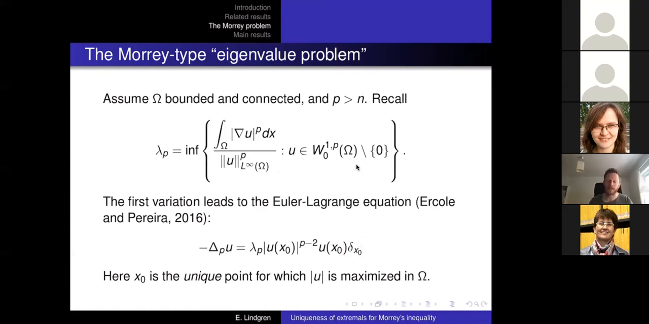And what's important here, and it's kind of special that you get this information from the Euler-Lagrange equation, is that x0 here is the unique point where the absolute value, the modulus of u, is maximized. So already from the Euler-Lagrange equation, you can read off that there's a unique point where u is maximized.